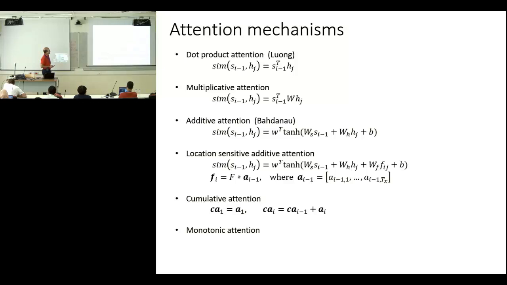The only difference here is that we have a matrix V, which are learnable weights, and this allows us to have different dimensions between the decoder and the encoder. And this matrix V changes from one dimension to the other. Another attention mechanism which works slightly better in practice than the dot product is the additive attention, which is this one. I will explain to you what this means.